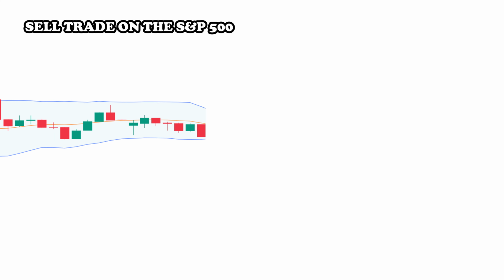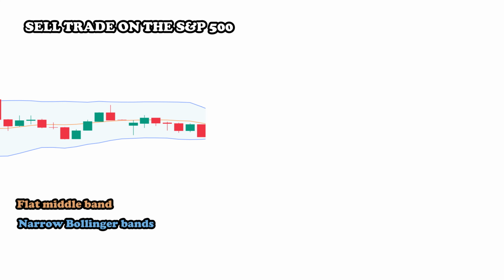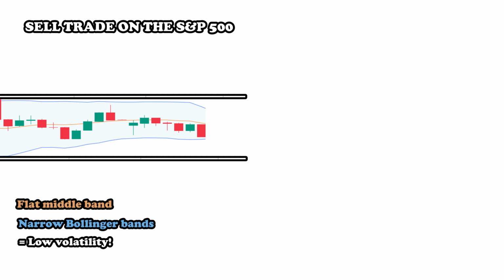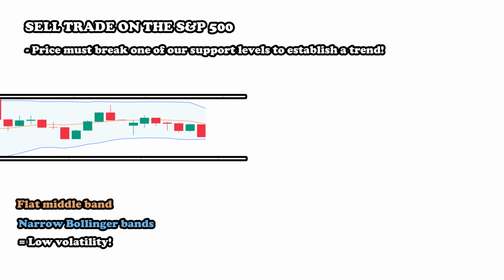Now, let's examine a sell trade using the S&P 500 stock on a 30-minute chart. In this area, we observe that the middle band is flat and the Bollinger Bands are narrow, signaling a period of low volatility. To further confirm the trend, horizontal levels of support and resistance are marked. For the price to establish a trend, it must break through these levels.